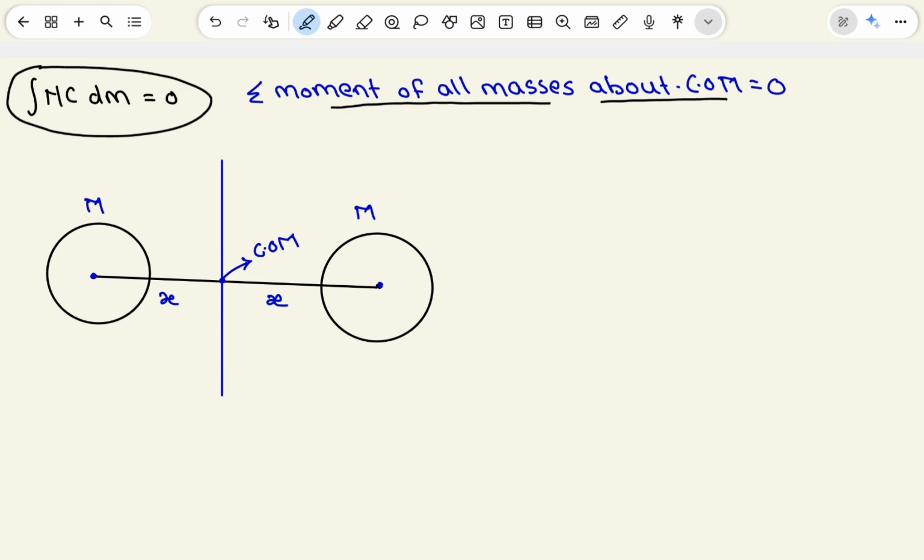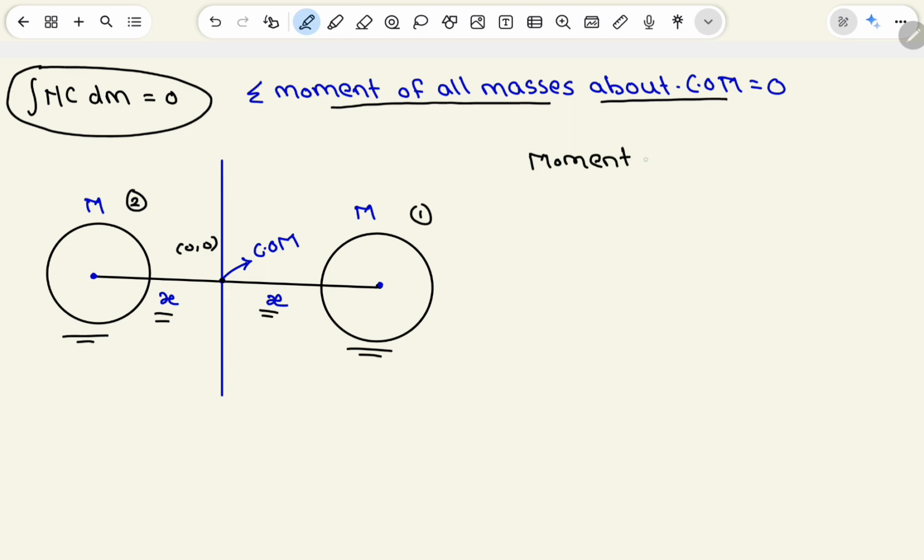So I've taken a basic example over here. I have two bodies, m and m. They are of the same mass, therefore the center of mass will lie at the center between them. So the center of mass is at a distance x from the left hand side mass, and also at a distance x from the right hand side mass. The coordinates of the center of mass are 0, 0. Now let's calculate the moment of these two masses about the center of mass. Let's call this mass 1 and this mass 2.